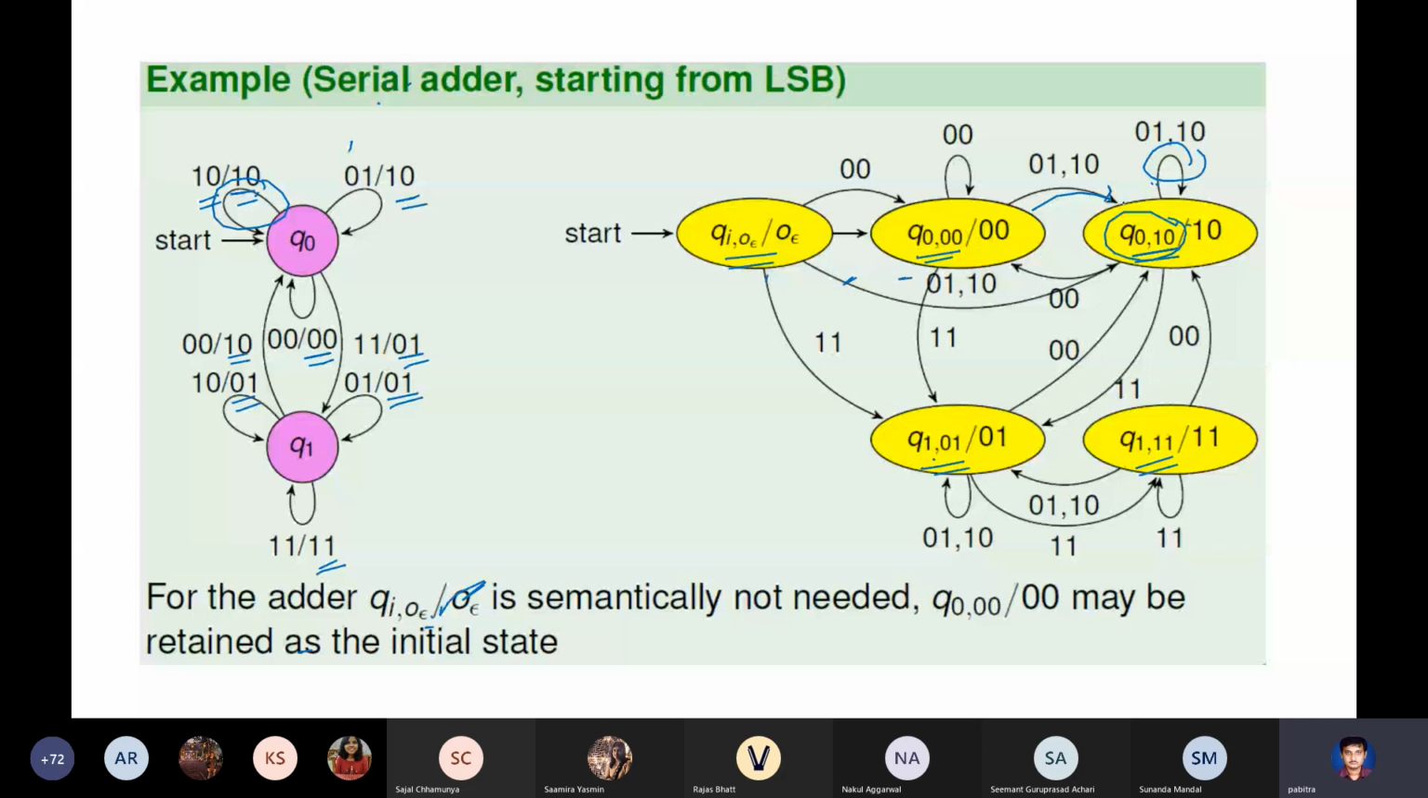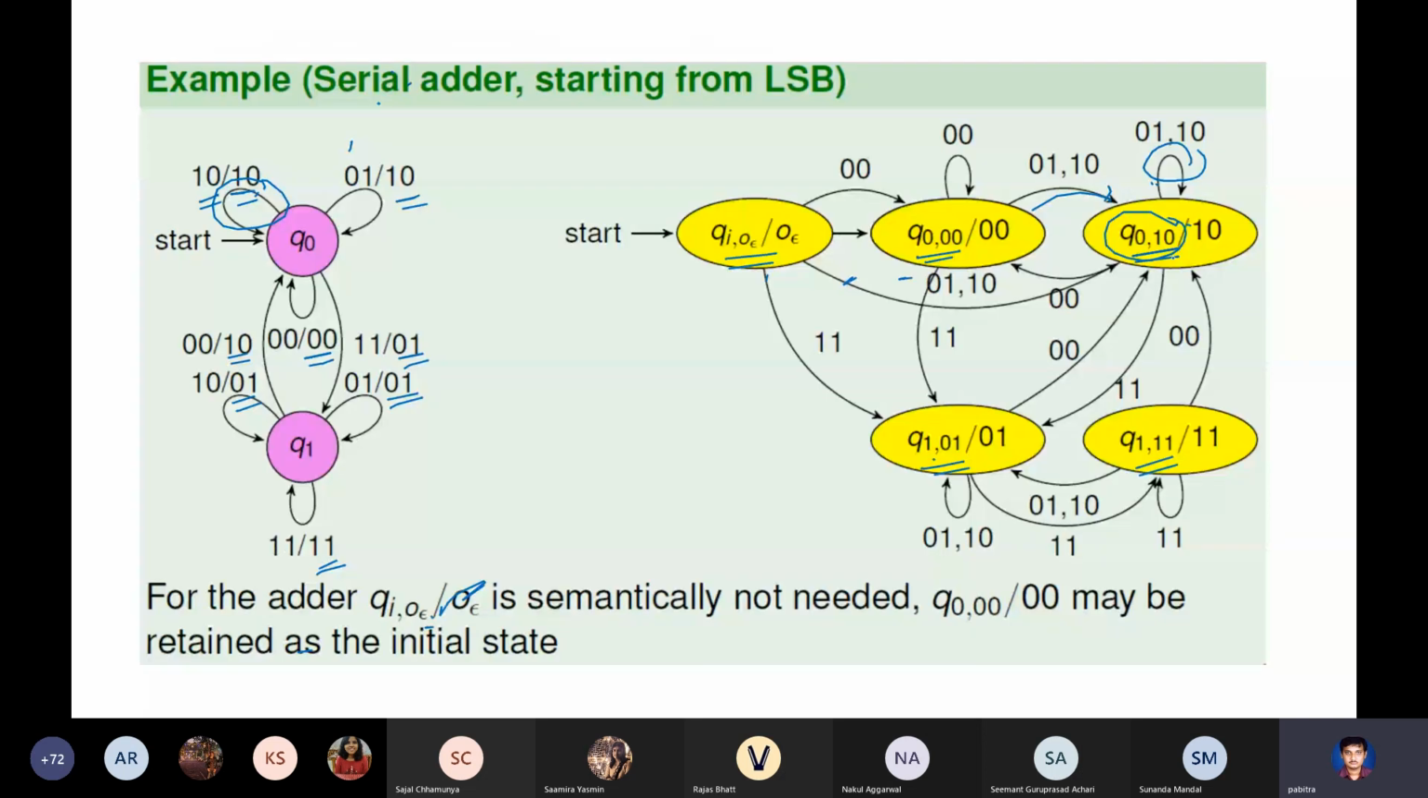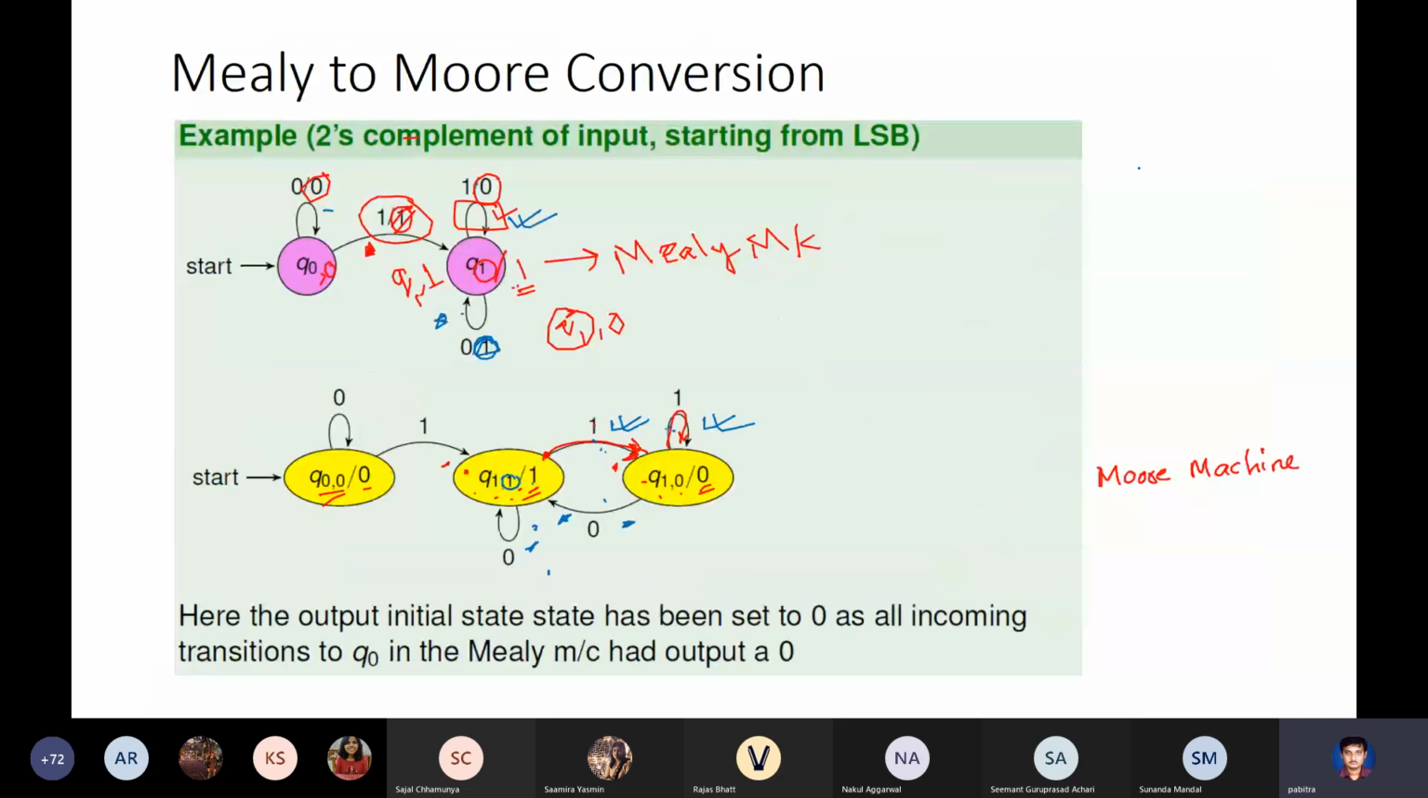Okay, similarly you can complete. So this I'm coming back to. What is this O epsilon? Let me tell you the rule. By the way, let me tell you what happens if we look at the state transition table. Let me write it down this way.